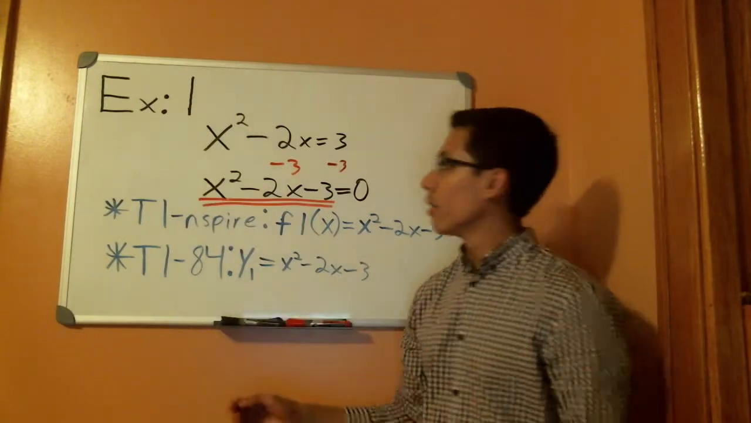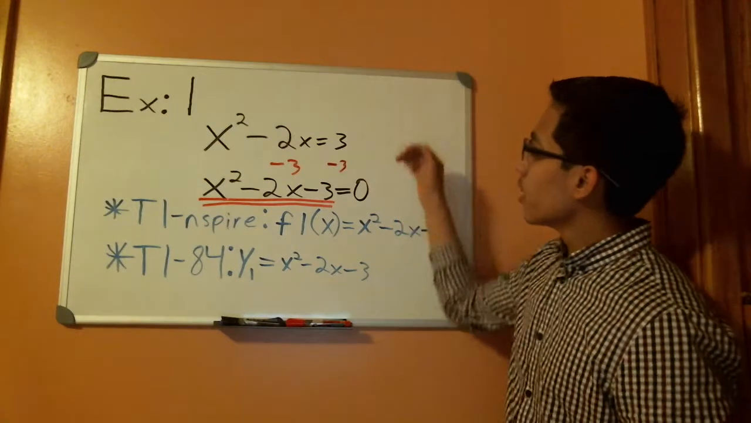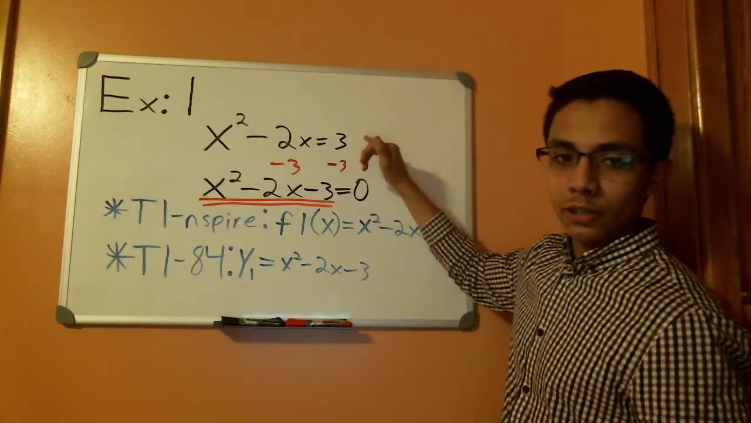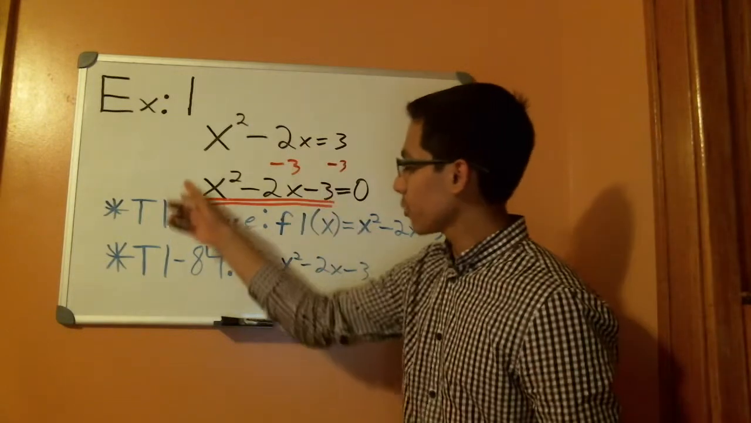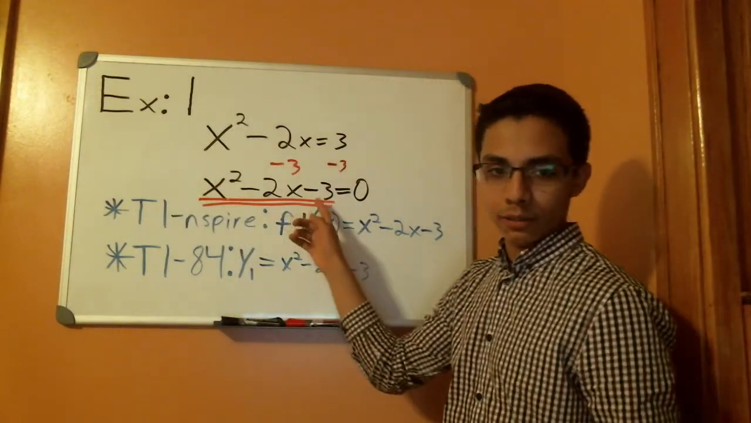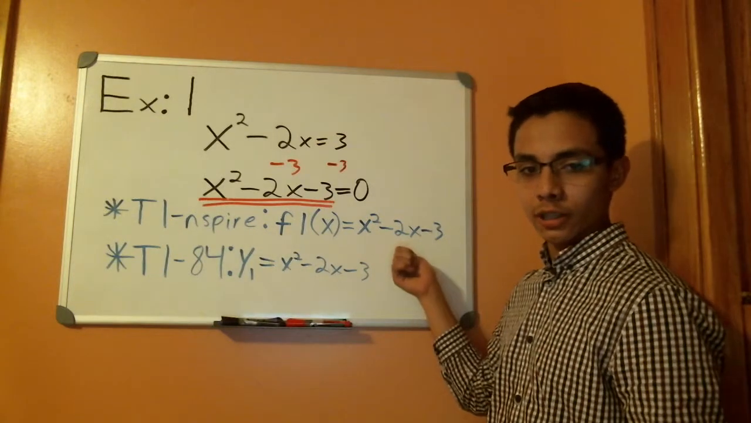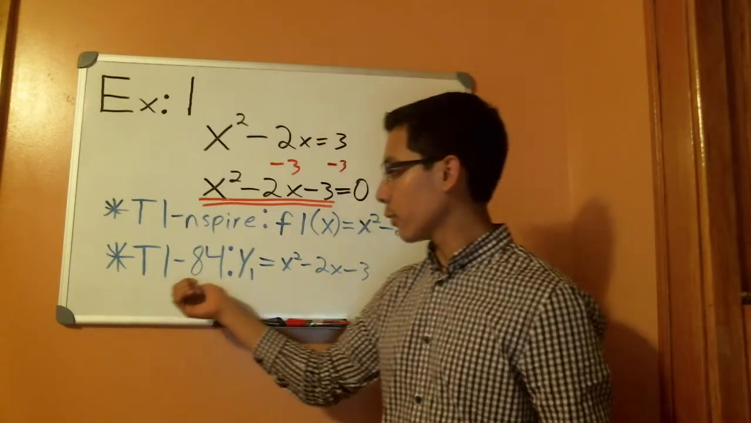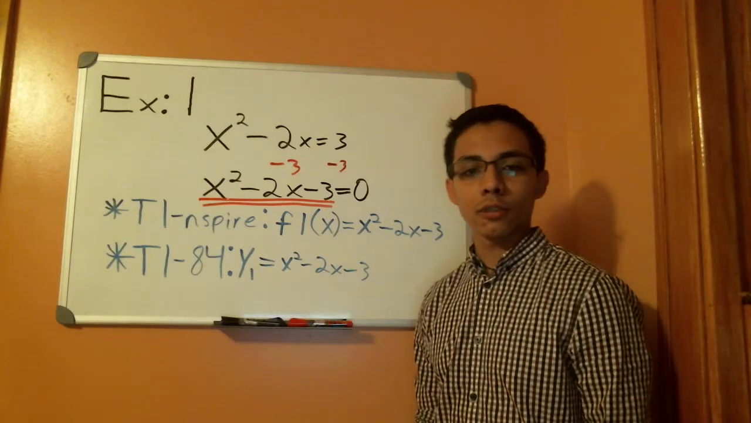Example 1. When given x squared minus 2x equals 3, you want to set this side equal to 0 so that you can plug this into your graphing calculator. This is the part you want to plug into your graphing calculator. On the TI Inspire, this is what the function would look like. On the TI-84, this is what the function would look like. Now let's actually see what the graph will look like.